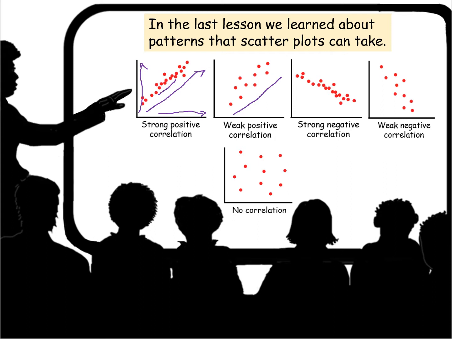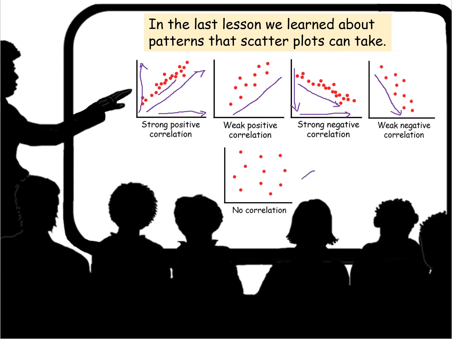In this example, we see that this is a strong negative correlation. It's going in the down direction. As x increases, y is decreasing. And in this example here, we also see a negative correlation, but it's a little weaker. The points are not as clustered around any particular line.